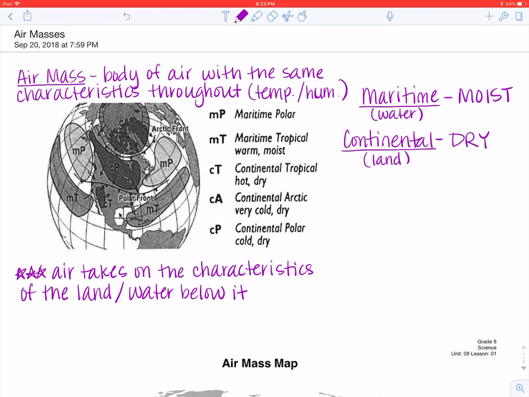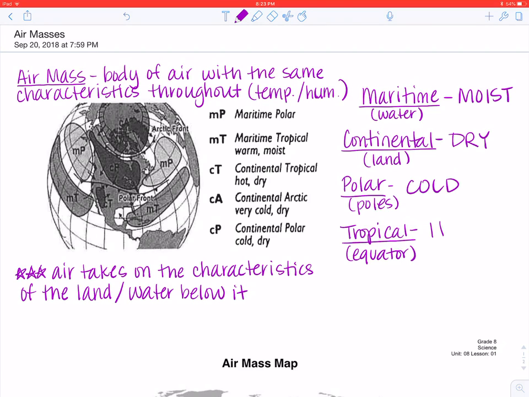Okay, now we have these other words, polar and tropical. So let's look at polar. Where do you think polar air is coming from? The poles? Good. And what temperature would you expect it to be? Cold. Awesome. The last word we have is tropical. Where would we find tropical air? Yeah, near the equator. And this air would be hot because it's coming from the equator.